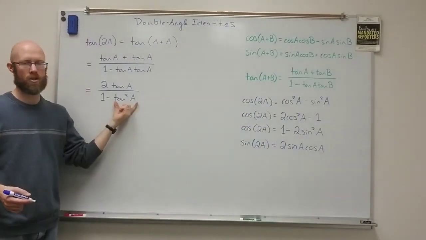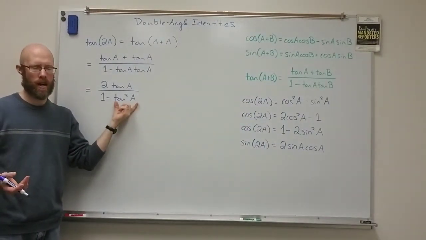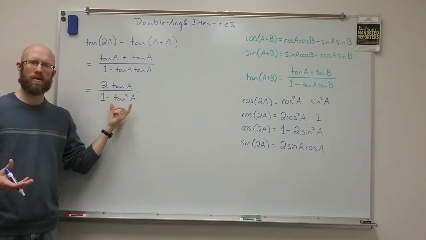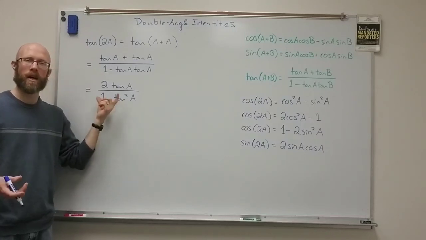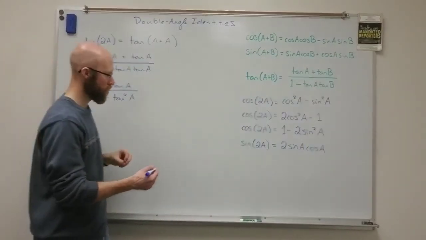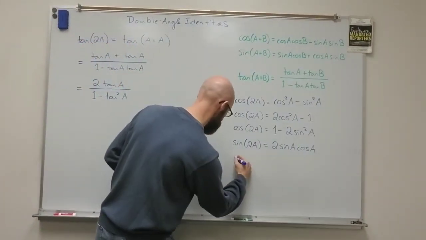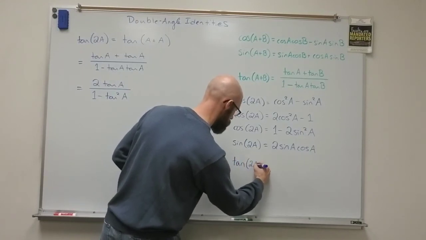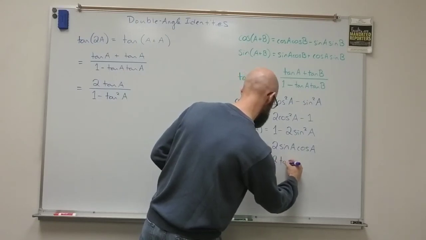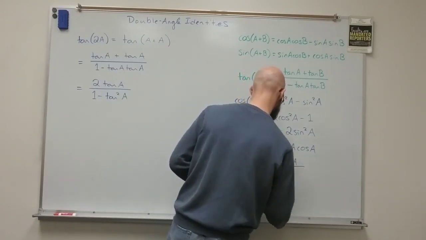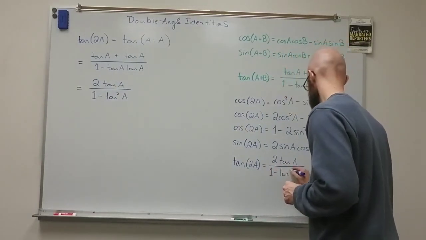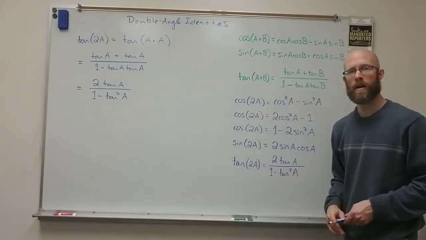Now here I do have a tangent squared. I could try to incorporate a Pythagorean identity with the secant, but I don't think that it really simplifies things. It almost makes it a little more complicated. And so we leave it at just this one formula for the tangent as well. All right, so I'll summarize that over on the side. The tangent of 2a equals 2 times the tangent of a on top over 1 minus the tangent squared of a on the bottom.